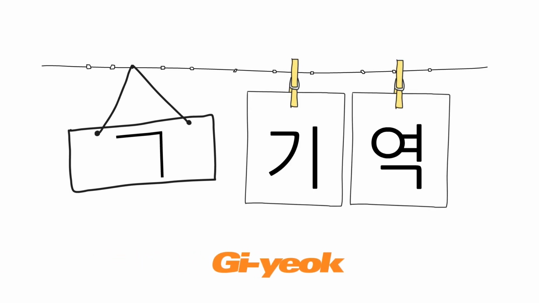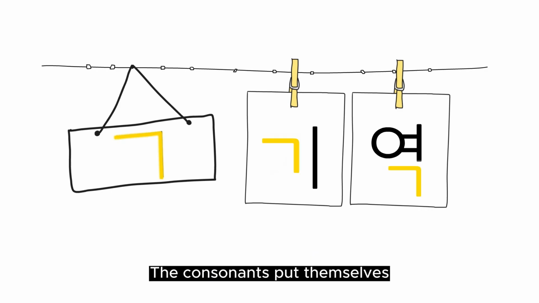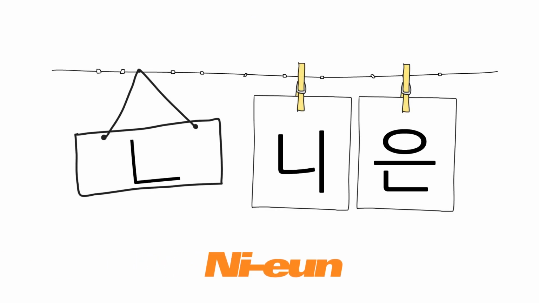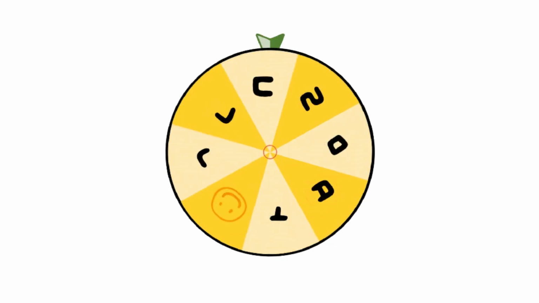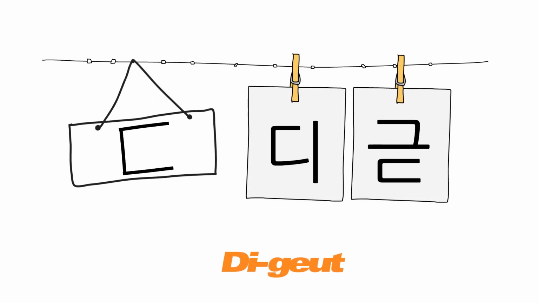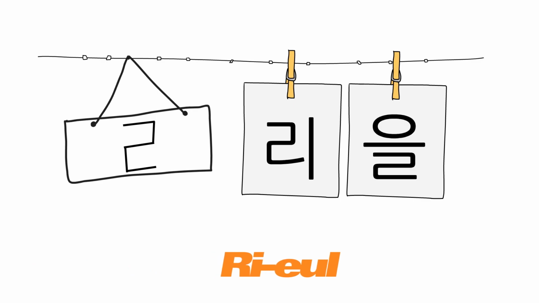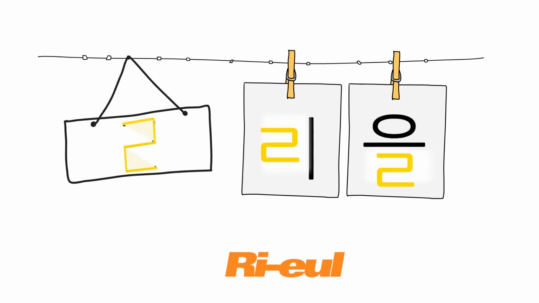기역, read it. 기, 역. The consonants put themselves in the support of their names. 니은, read it. 니, 은. 니은. 디귿, read it. 디귿. 리을, read it. 리을.